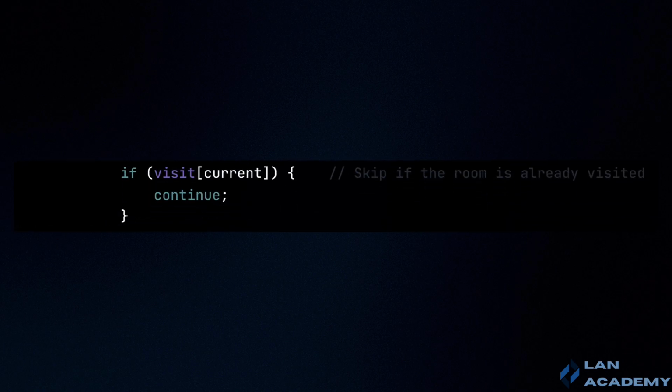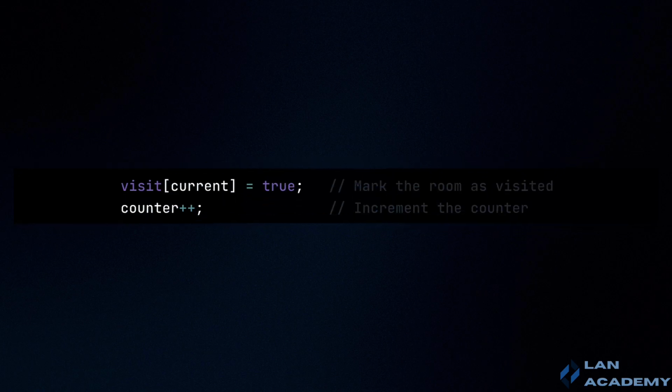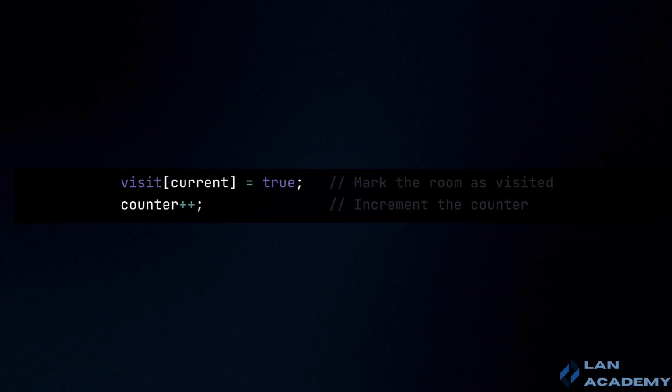If the current room has already been visited, we skip to the next iteration of the loop using continue. If the current room has not been visited, we mark it as visited and increment the counter to reflect that another room has been visited. This helps us keep track of the total number of rooms visited.